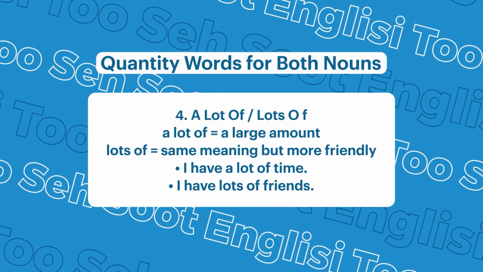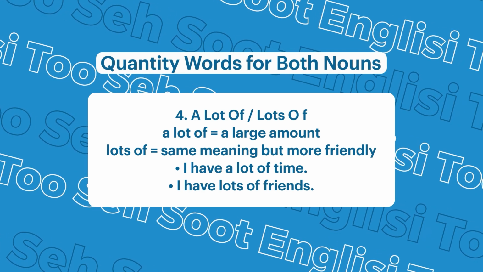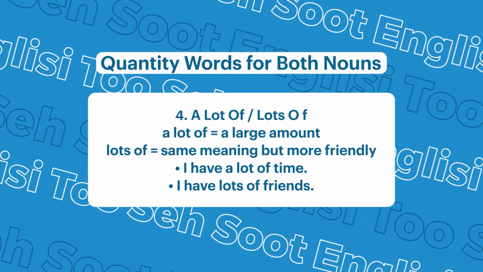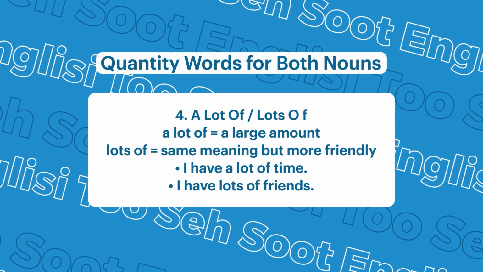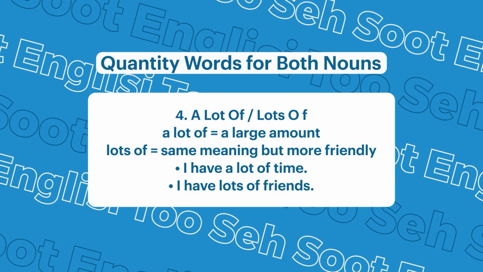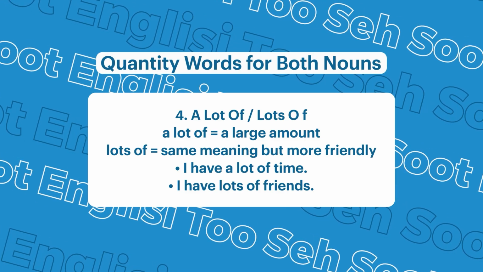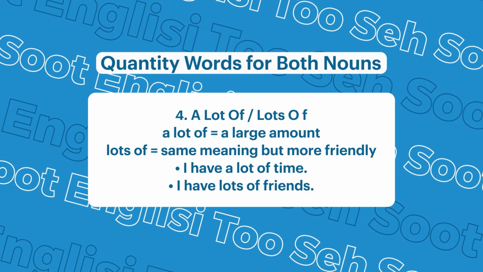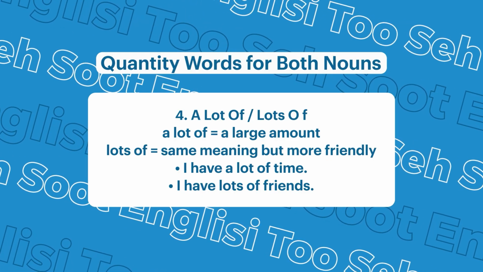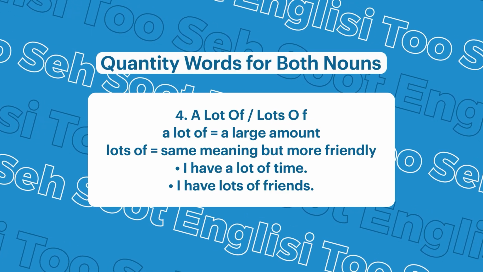Number 4 is a lot of or lots of. A lot of means a large amount. It means a big amount or number. Lots of has the same meaning but is more friendly. It's a way more casual to say than a lot of. For example, "I have a lot of time." This means you have a lot of free time. "I have lots of friends." This means you have many friends, and it sounds more relaxed than saying a lot of friends.